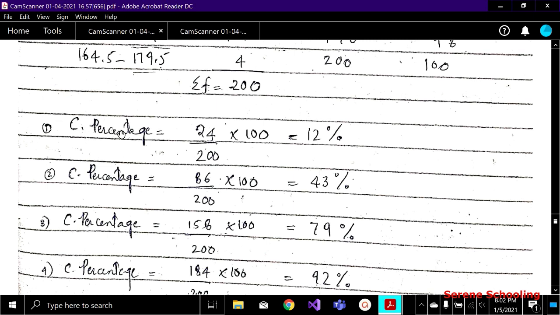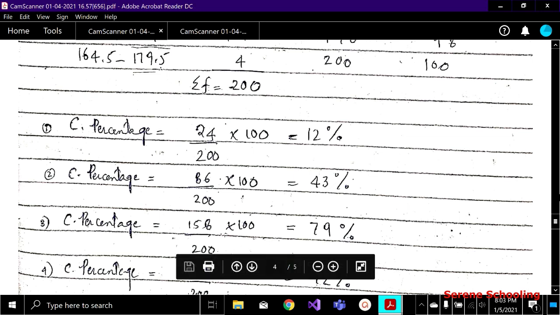This is the cumulative percentage. By the term cumulative, you can remember that here we have to use the cumulative frequency and not the simple frequency, over the total number of values, or the total sum of the frequencies, that is 200. This is also n. For the second class, this is the cumulative frequency for the second class over the total number of values, times 100. This is the cumulative percentage for the second class. Similarly for the other classes also, right?